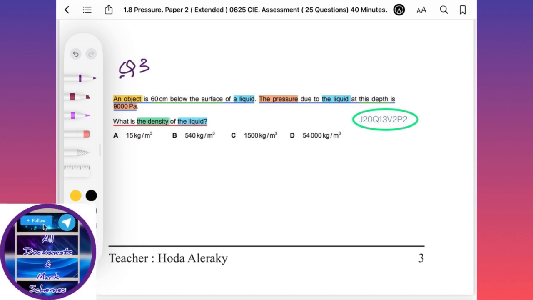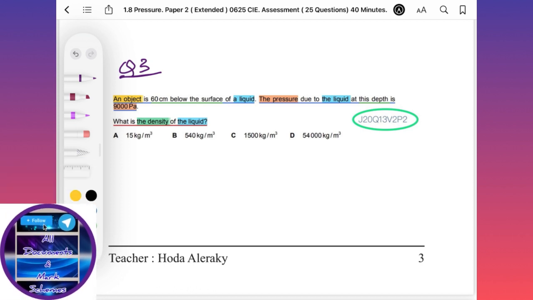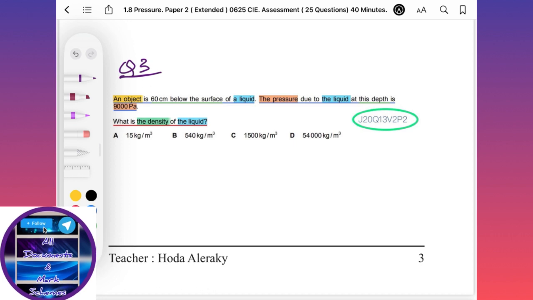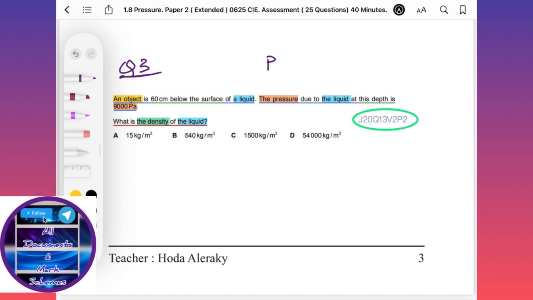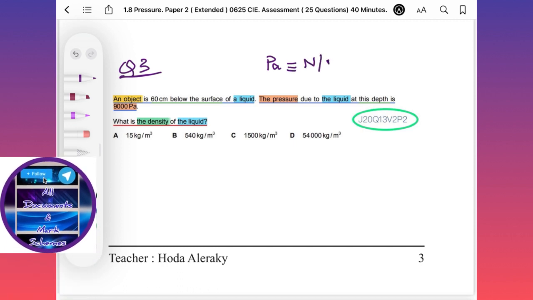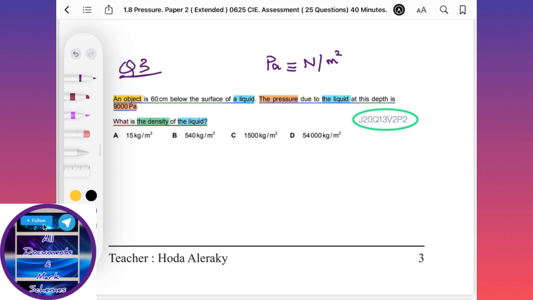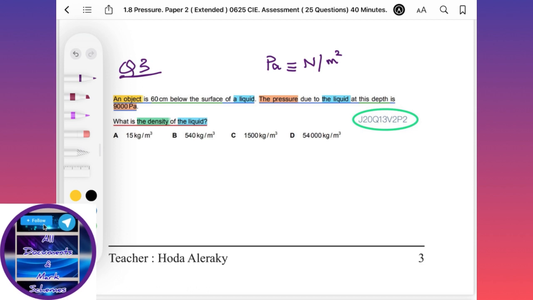Question 3, we have an object 60 centimeters below the surface of a liquid. The pressure due to liquid at this depth is given as 9,000 Pascal. What is the density of the liquid? Pascal is a unit for measuring pressure, equivalent to Newton per square meter. Okay? This unit is named after the scientist and French mathematician Blaise Pascal. You have to check first that you have consistent units.